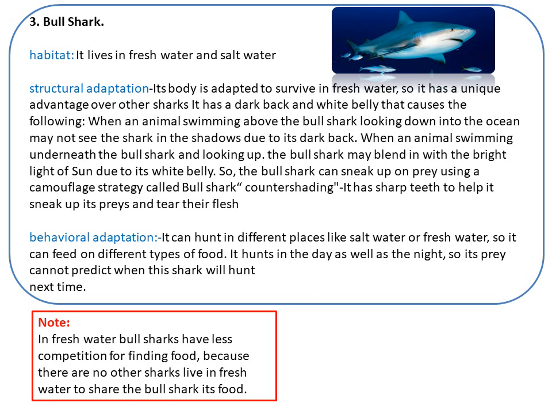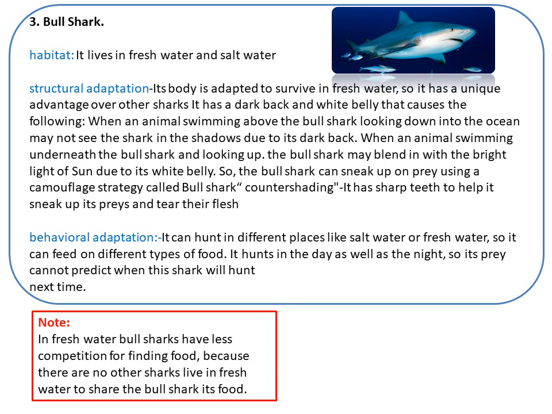Counter-shading means it has camouflage in two ways. So it has camouflage from above and from underneath. It also has sharp teeth to help it sneak up on its prey and tear their flesh.